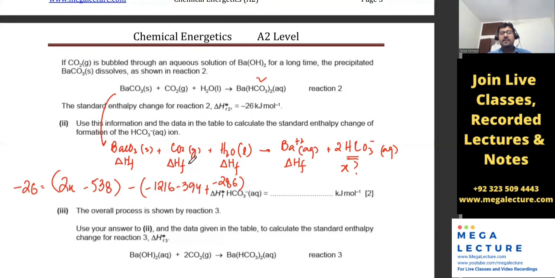So the only difference is you're again doing product minus reactants, but the answer is known. One of the values in between is missing. So you've taken that as X, and you're going to solve for X. Everything was 1 mole, so no numbers need to be multiplied with this. Is that clear?